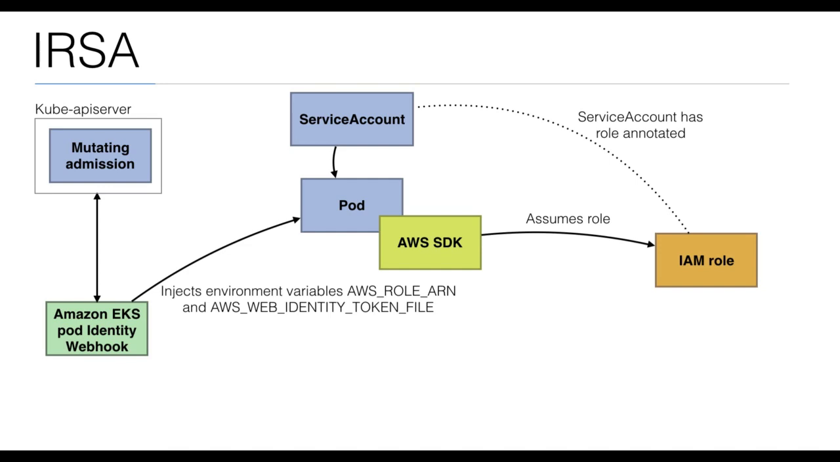So this web identity token file is a JWT. The SDK can go to STS, assume this role, and then it will get credentials that it can then use to, for example, access AWS services like S3. This is it in a nutshell. In the next demo, I will show you how that works on our EKS cluster.